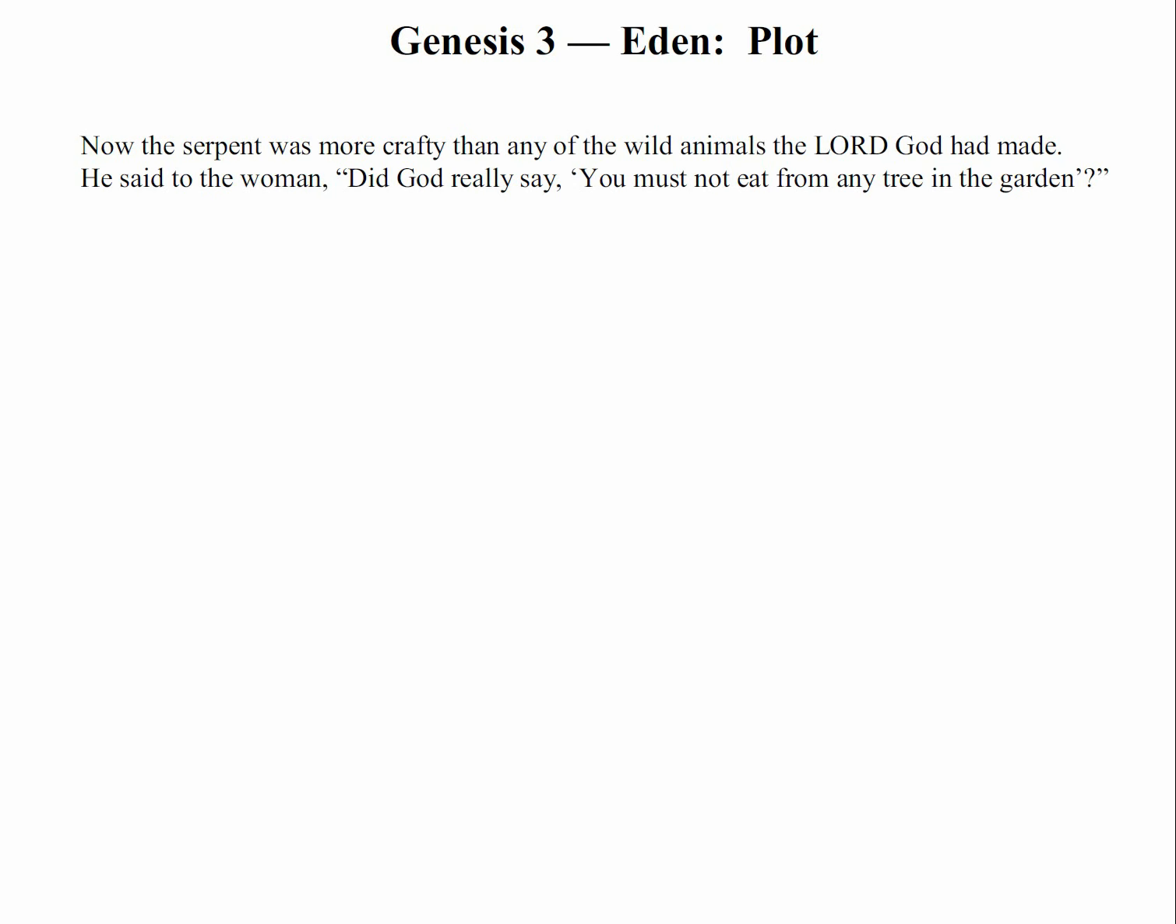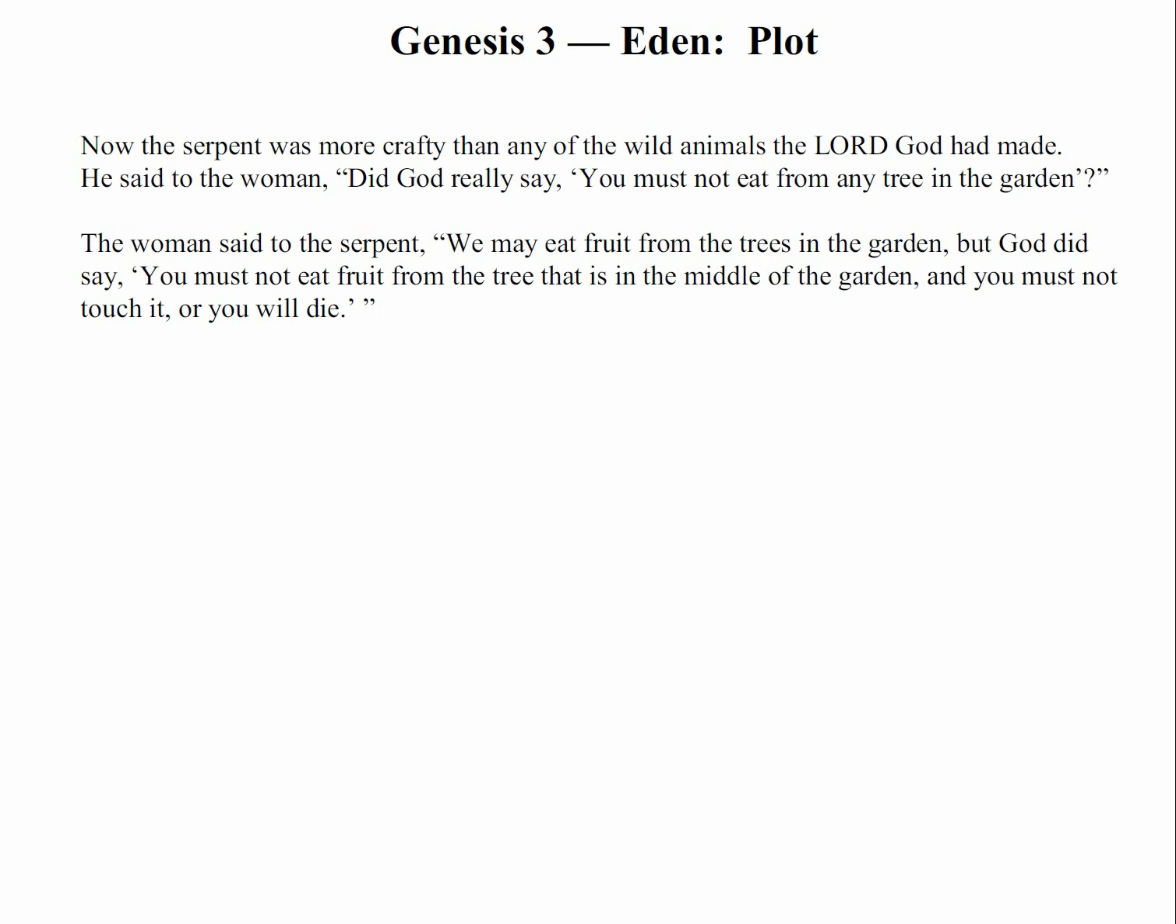Now, the serpent was more crafty than any of the wild animals the Lord God had made. He said to the woman, "Did God really say you must not eat from any tree in the garden?" The woman said to the serpent, "We may eat fruit from the trees in the garden. But God did say, you must not eat fruit from the tree that is in the middle of the garden, and you must not touch it, or you will die."